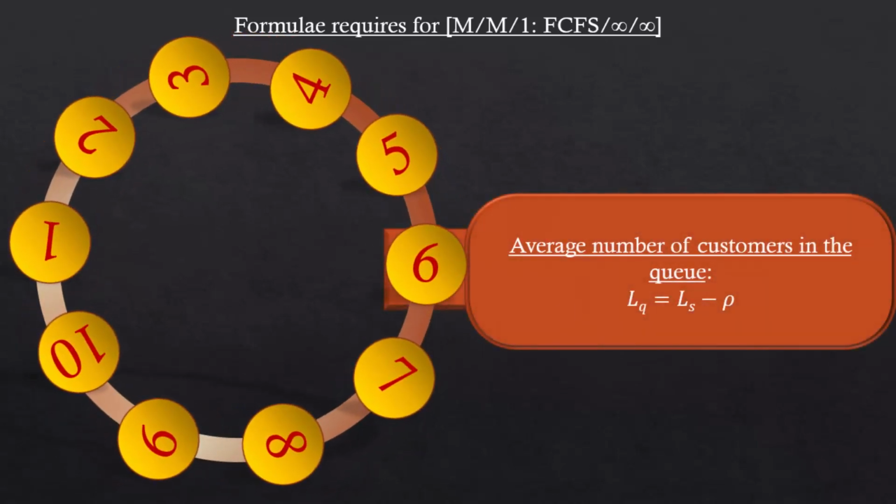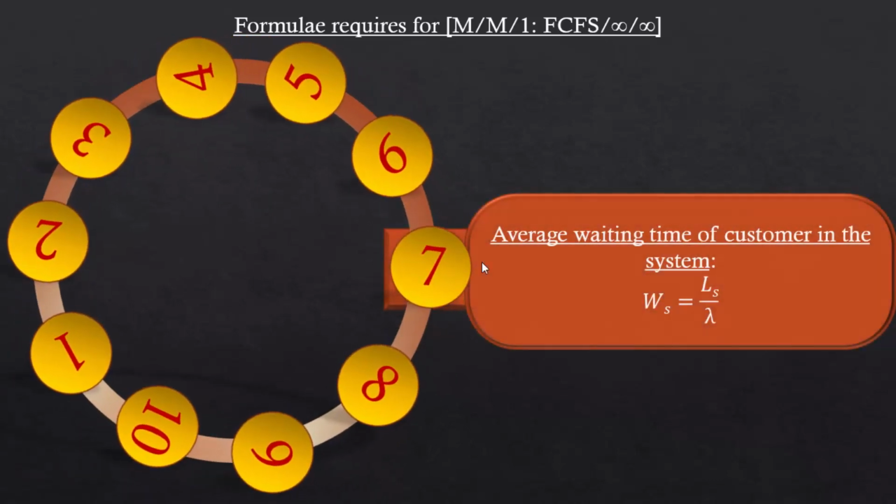Now the sixth formula is the average number of customers in the queue. The average number of customers in the queue, or the length of queue, is represented by LQ, which is equal to Ls minus rho. Now let us see the seventh formula here: the average waiting time of a customer in the system. It is represented by Ws, waiting time in the system, and it is given by Ls by lambda, that is, length of the system divided by lambda.